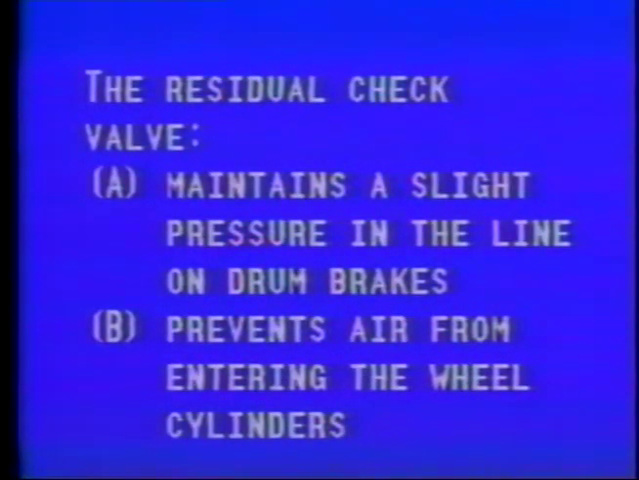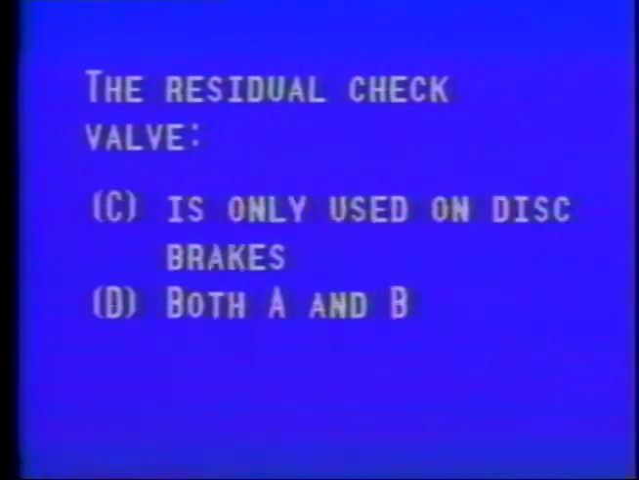The residual check valve, A, maintains a slight pressure in the line on drum brakes, B, prevents air from entering the wheel cylinders, C, is only used on disc brakes, D, both A and B.